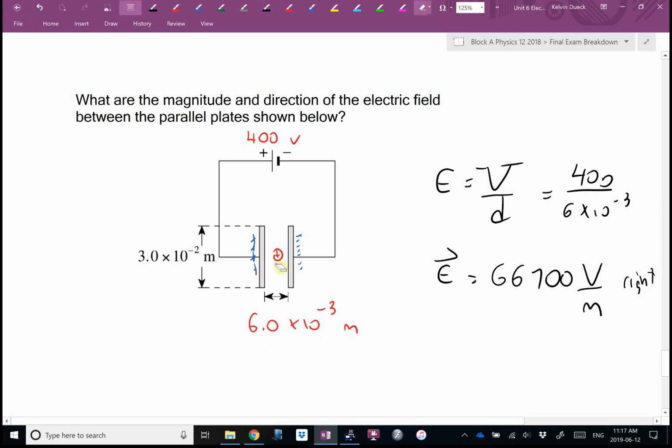Other nice things we could do between plates. We also said we could go F equals MA, QE equals MA. Where did that QE come in for force? Your second equation on your formula sheet, where I defined electric field as the force in newtons per coulomb, I just got the F by itself. And this gave you some nice options, especially if for electric field you plugged in V over D. You could find an acceleration. You could find all sorts of stuff.